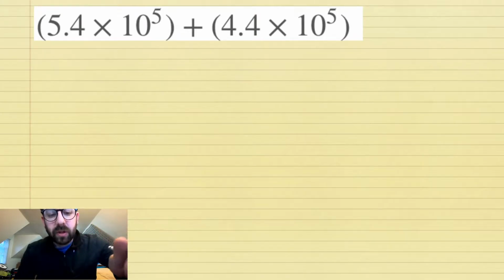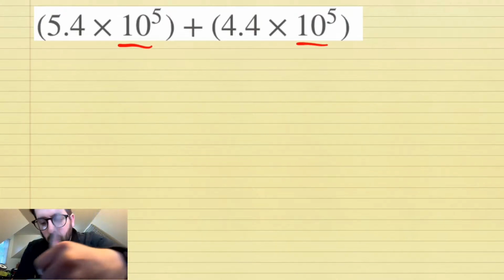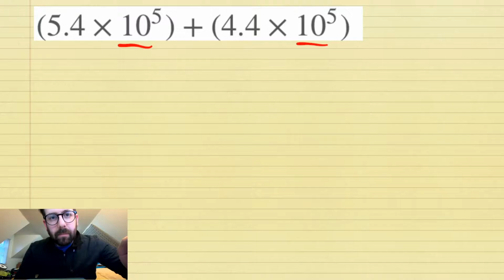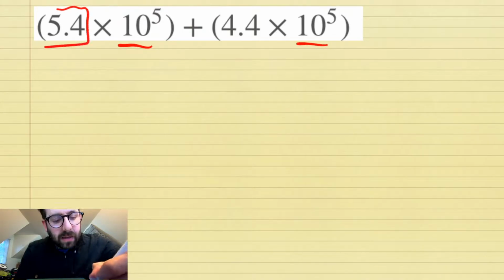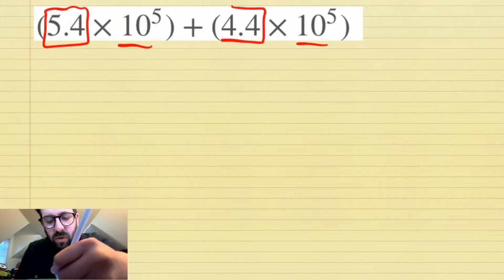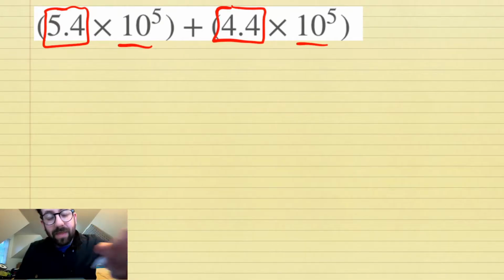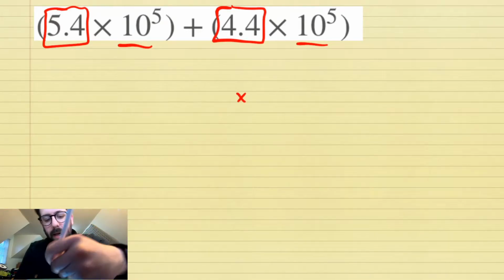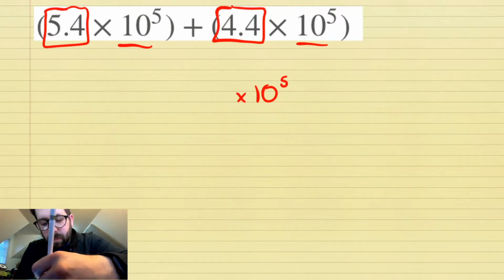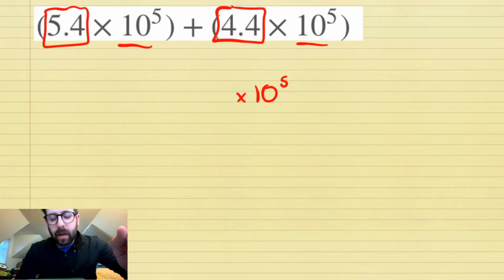The first problem in the Google form, we are adding 2 numbers together. Remember, when you add, you have to make sure that the powers of 10 are the same. The good news is they are. It's like a label, like an x. Those are the same, so we can add the 2 things together. What we add is the leading coefficients. We add these 2 numbers together, and that gives us our final answer. The final answer will have a power of 10 to the 5th.